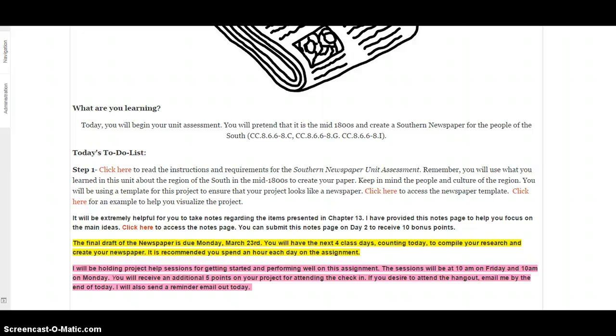I have tried to make this as easy for you as I possibly can. So it's really important here to follow directions and make sure that you are indeed creating the project that you need to create to receive the highest credit that you can possibly receive. So, click here to access the template. We will look at that in a second. And click here for an example to help you visualize the project. So, here is what we are looking at.